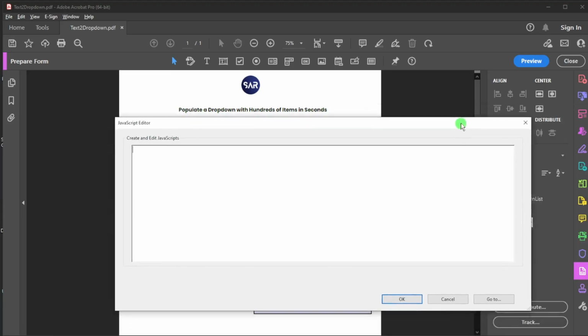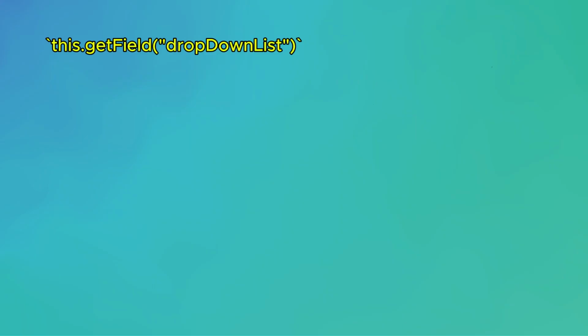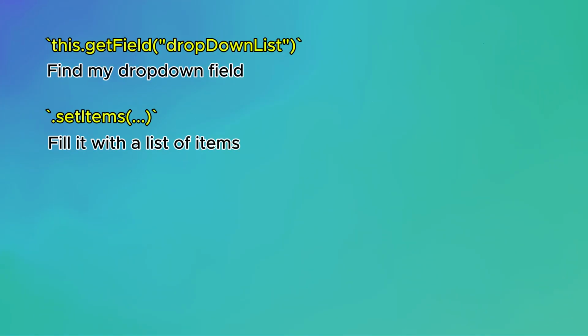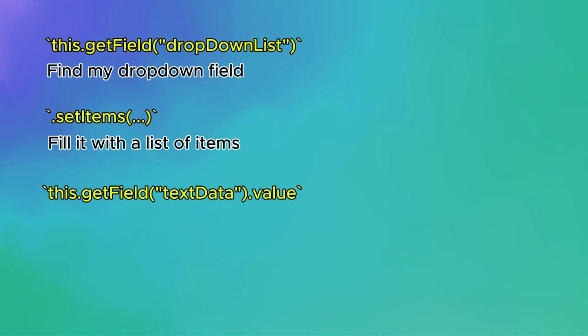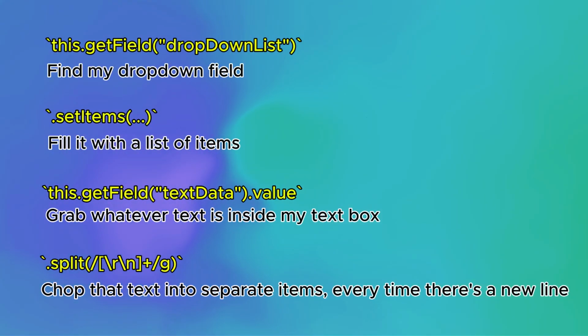A small JavaScript editor window will pop up. This is where we paste our one line of code. Type or paste exactly this. Let me break this down super simply so you understand what each part is doing. Find my drop-down field. Fill it with a list of items. Grab whatever text is inside my text box. Chop that text into separate items every time there's a new line.